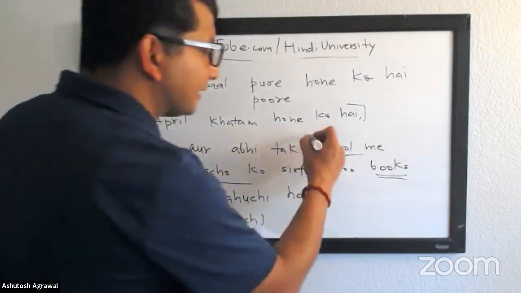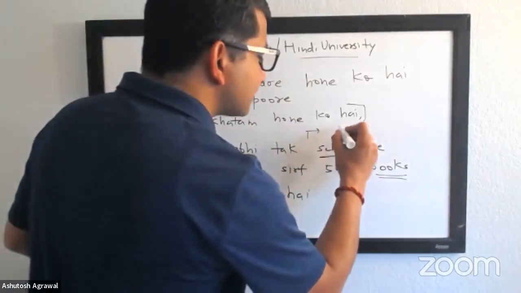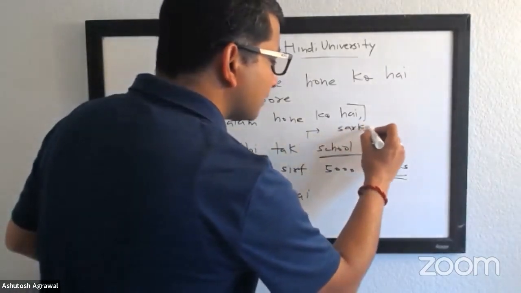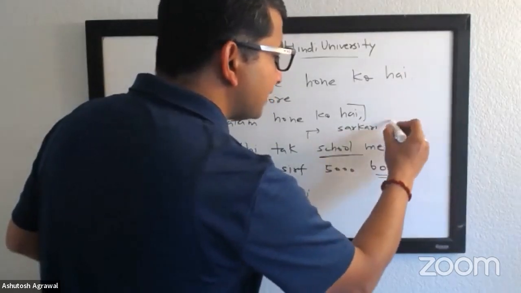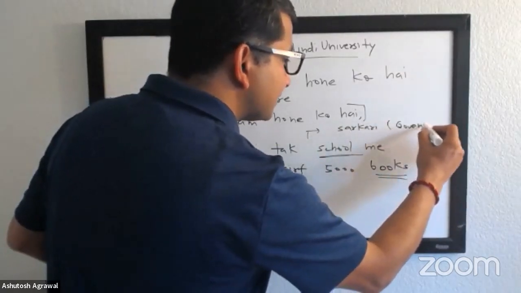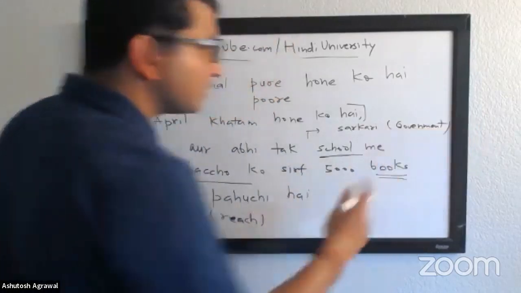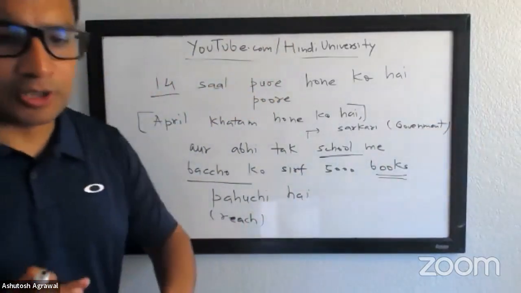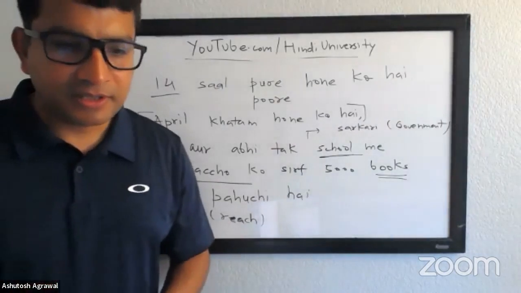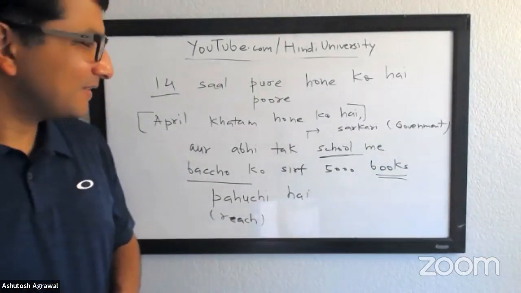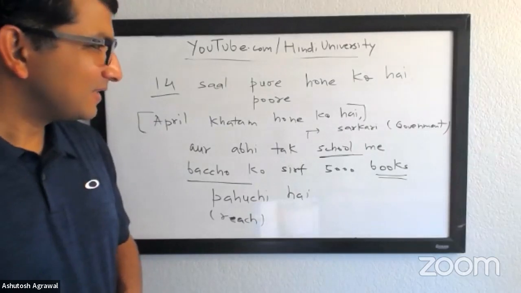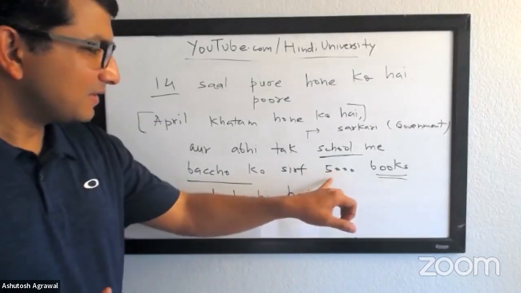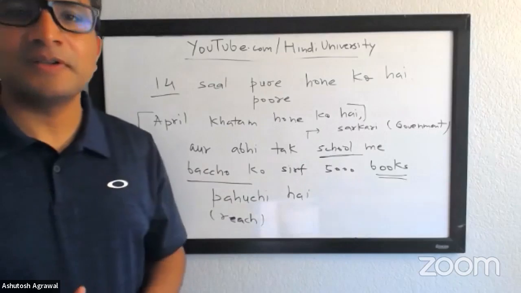I didn't write it here, but it was basically Sarkari school. Sarkari school is Sarkari, government. Government. Sarkari is government, right? So there is a concept of shipping the book to the kids. Okay, so now I understand it. I wasn't sure what they meant. So they have only sent 5,000 books to the school, the children at school.